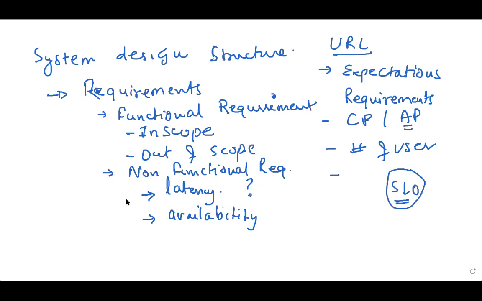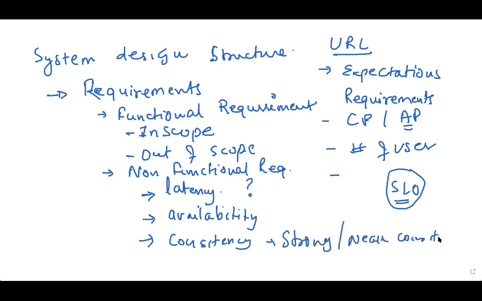So whenever you have latency or availability or consistency, all you need to decide is whether it should be a very strong consistency or weak consistency. Your data has to be always consistent with each other, or weak consistency is okay, and that means you can do an eventually consistent system. So that's important to know.